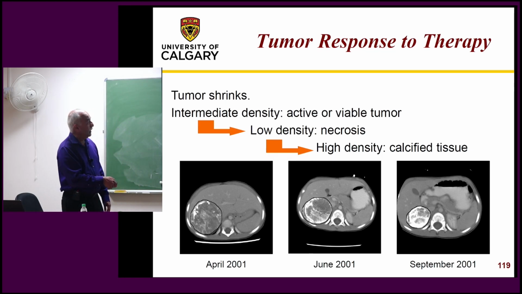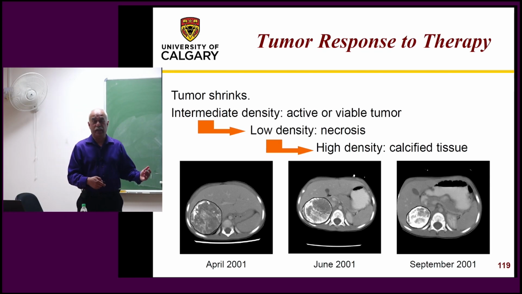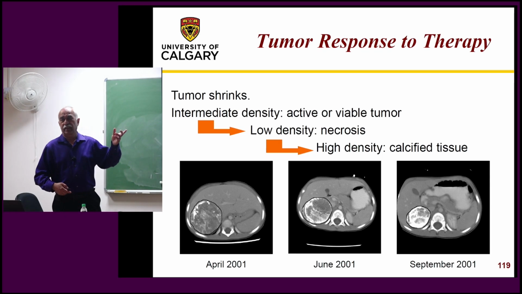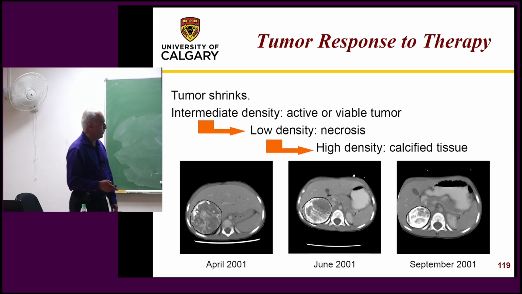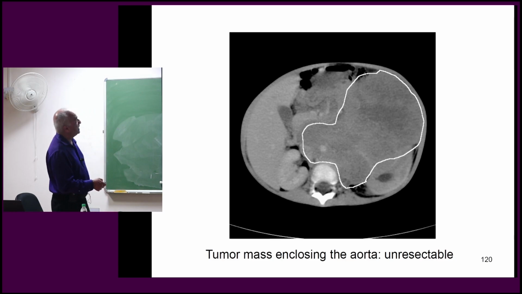Or if the cancer, the viable tumor cancer cells are completely destroyed and it's mainly calcification, surgical resection may not be performed. It may be just left that way. But in a case like this, it is unresectable. There is no clear boundary.